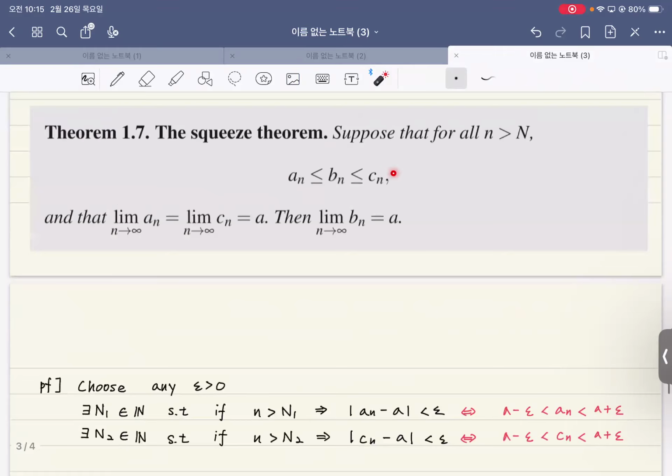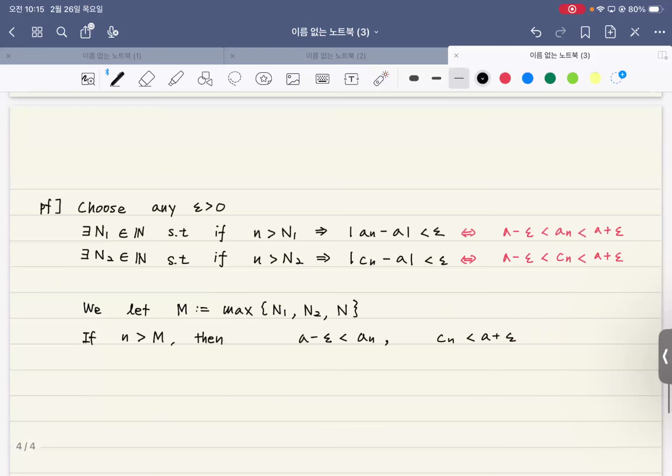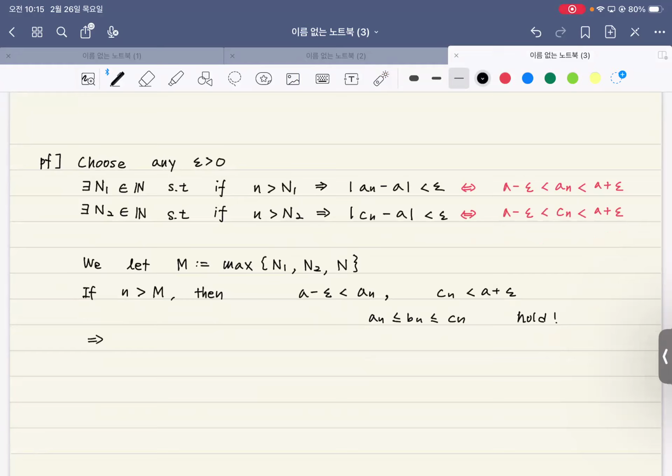And these inequalities also must be true, right? So AN, BN, CN. Now combine these inequalities one by one. So therefore, A minus epsilon is less than AN, BN, CN, which is less than A plus epsilon. So the middle sequence BN lies between A minus epsilon and A plus epsilon.